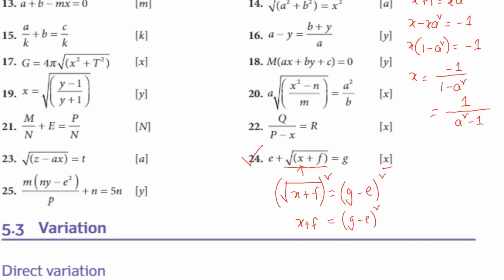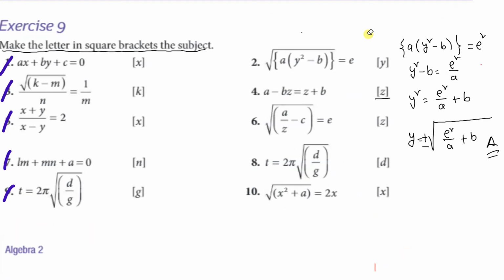Now we can make x easily as a subject. x equals, you can write the expression, g minus e square, then the part is minus f. Okay, for question number 3, it is having a square only on the top part.